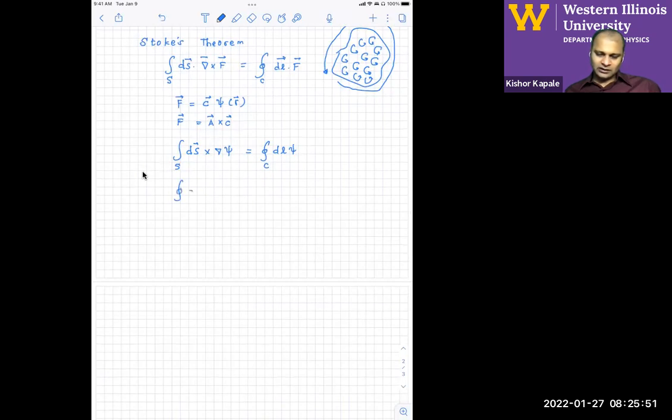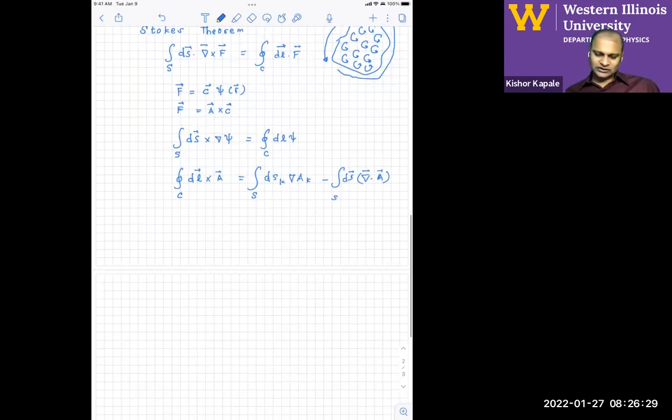Or in the second case, it turns out to be dl crossed with a equals ds_k gradient of a_k. So this one now gets a little complicated. I'm just writing it the other way around to make it simple. So the contour part is simple, but the surface part has two terms in it. Okay, and then that looks complicated enough that we are actually going to try to prove it. Okay, so let's prove this second relation.